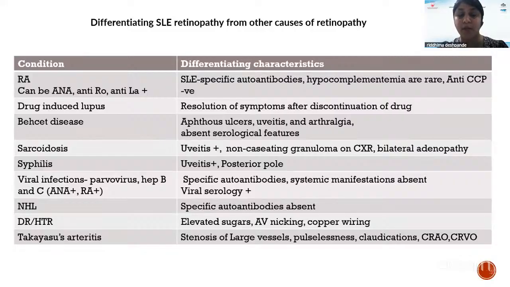Behçet's, on the other hand, would have a history of aphthous ulcers, uveitis, arthralgia. The typical serological features of SLE are absent. Non-Hodgkin's lymphoma has many overlapping signs and symptoms, but again, specific autoantibodies are absent. Sarcoidosis and syphilis predominantly present with uveitis, and syphilis tends to involve the posterior pole more.